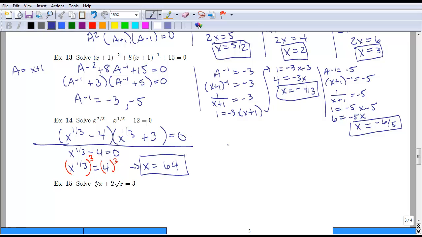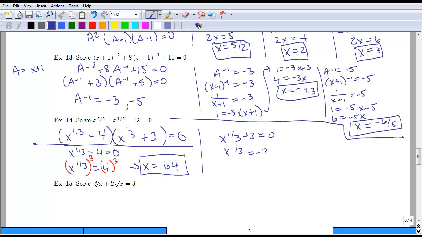If we look at the second part, x to the 1/3 plus 3 is equal to 0. Then we subtract that 3 to the other side. And again, we say, okay, we need to cube both sides.